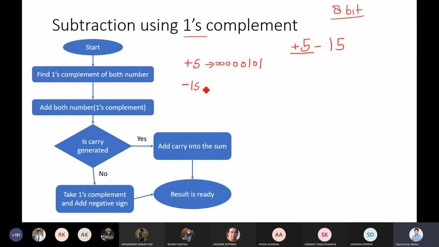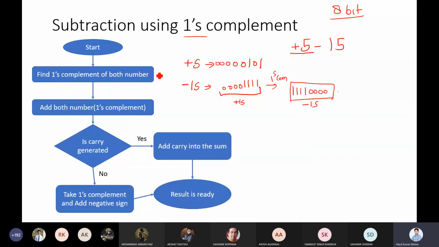Now if I am saying minus 15: 1 1 1 1, then 0 0 0, one more 0, that's 8 bits. At this moment, this is not minus 15, this is plus 15. Now I want to represent minus 15, so what do we need to do? We have to take the ones complement of this. So it will become 1 1 1 1 0 0 0 0. This number is representing minus 15.